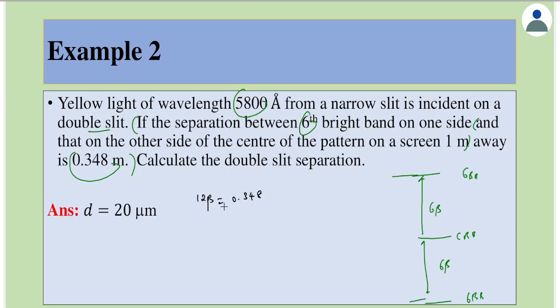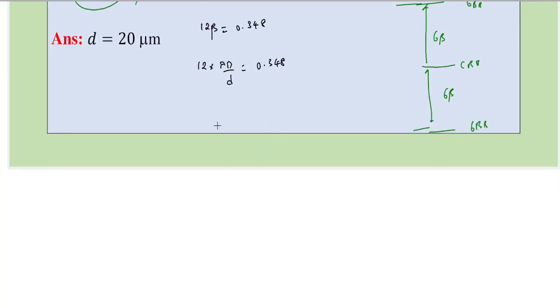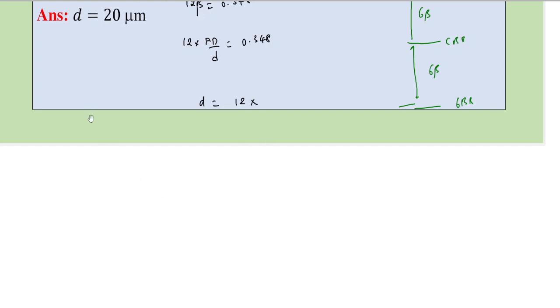0.348 meter. So the wavelength is given and also capital D is given. Question says find the slit separation. So 12 into beta is given as lambda D by small d, that is equal to 0.348. Now if you want to find just small d, then small d from here would be 12 into lambda, which is given as 5800 angstrom, that is 5800 into 10 power minus 10 meter, as angstrom is defined. That is same as 5.8 into 10 power minus 7.